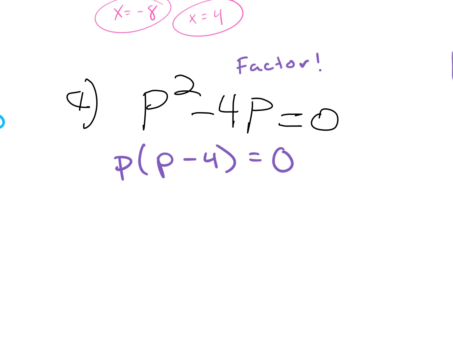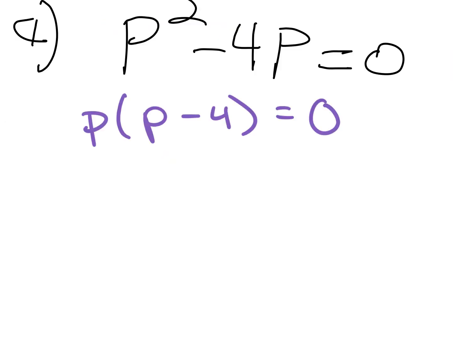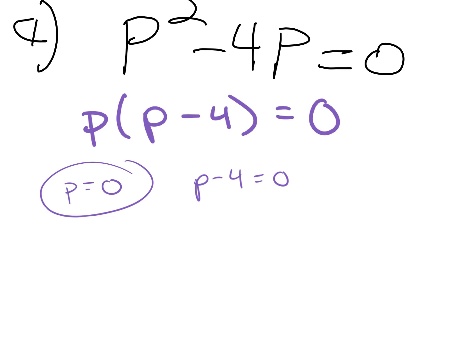But I don't want to divide both sides by p because that would get rid of my answer. We can only divide if it's a number, but because it's a variable, we don't want to get rid of it. What can I do next to solve? Just like I did before. What do I do next? After you factor, you set both of them equal to 0. So p is equal to 0, and p minus 4 is equal to 0. So p is equal to 0 is already solved. We're done there. For the second one, I just have to add 4 to both sides. So p is equal to 4.